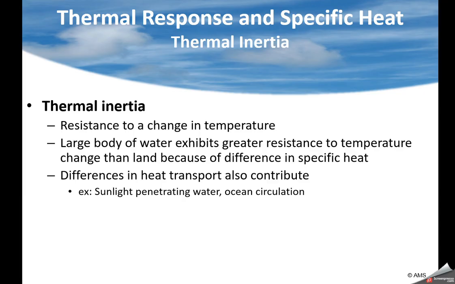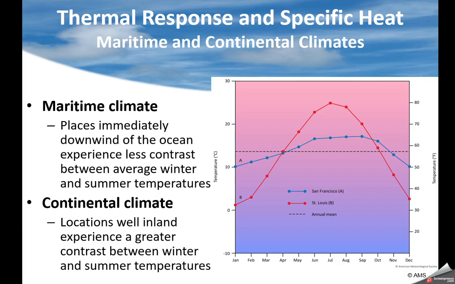So anywhere you live along a coastline or along a water body, there's going to be a moderation of temperature. And you can see it here in a maritime climate, such as San Francisco. Not a lot of temperature change from the summer to the winter. However, St. Louis, a continental climate in the middle of the country, has no ocean around it. Pretty significant change in temperature between the seasons.